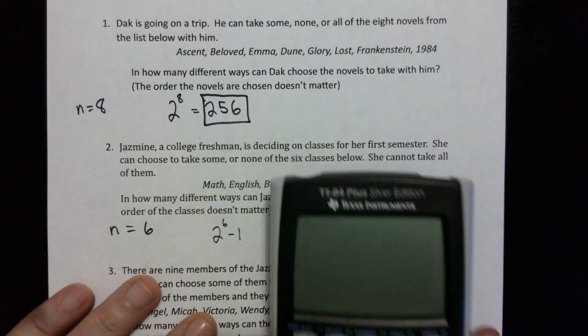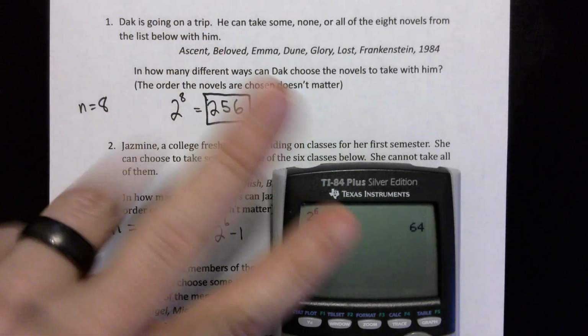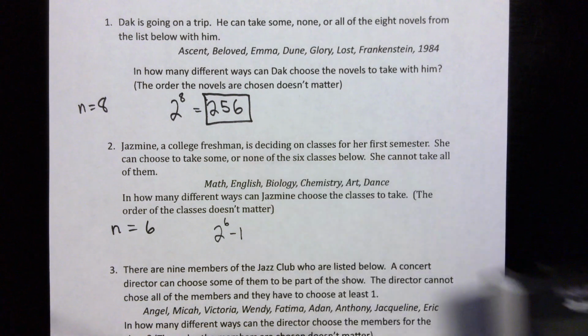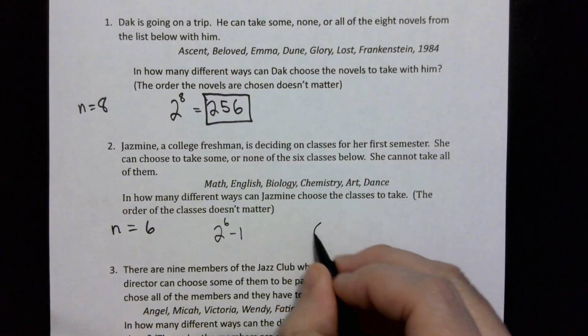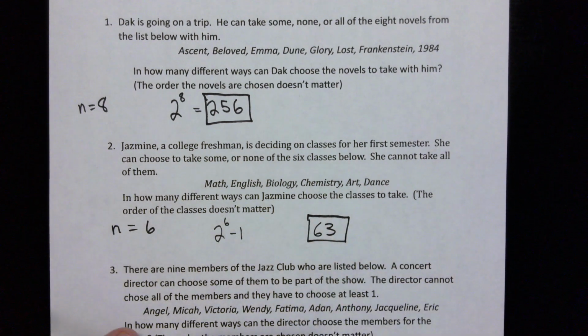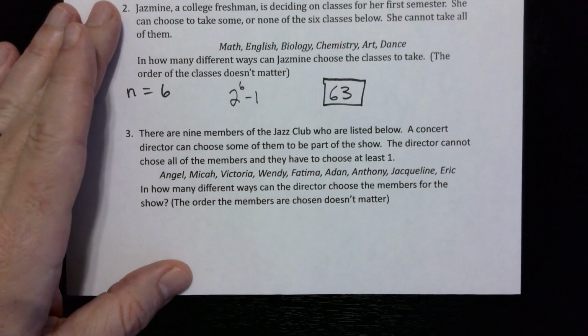We can do that in the calculator real quick. 2 to the 6 is 2 times 2 times 2 times 2 times 2 times 2. That's 64. And then we subtract 1, and of course that gives us 63. So there were 63 possible subsets. How many different ways can Jasmine choose to take classes? 63 different ways.